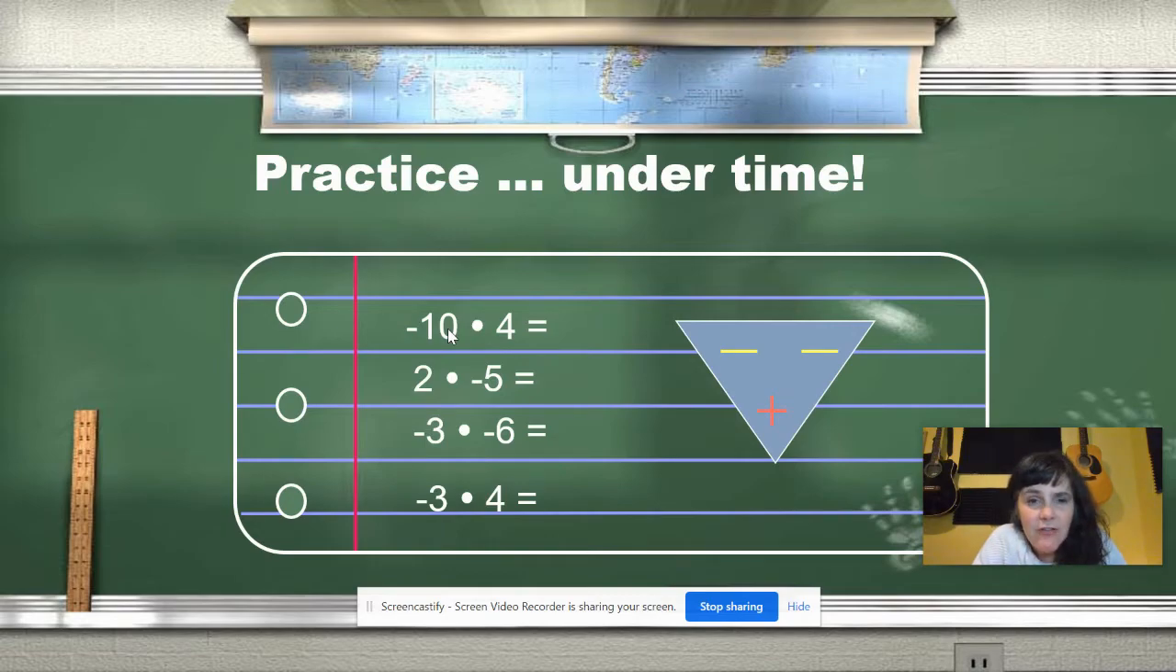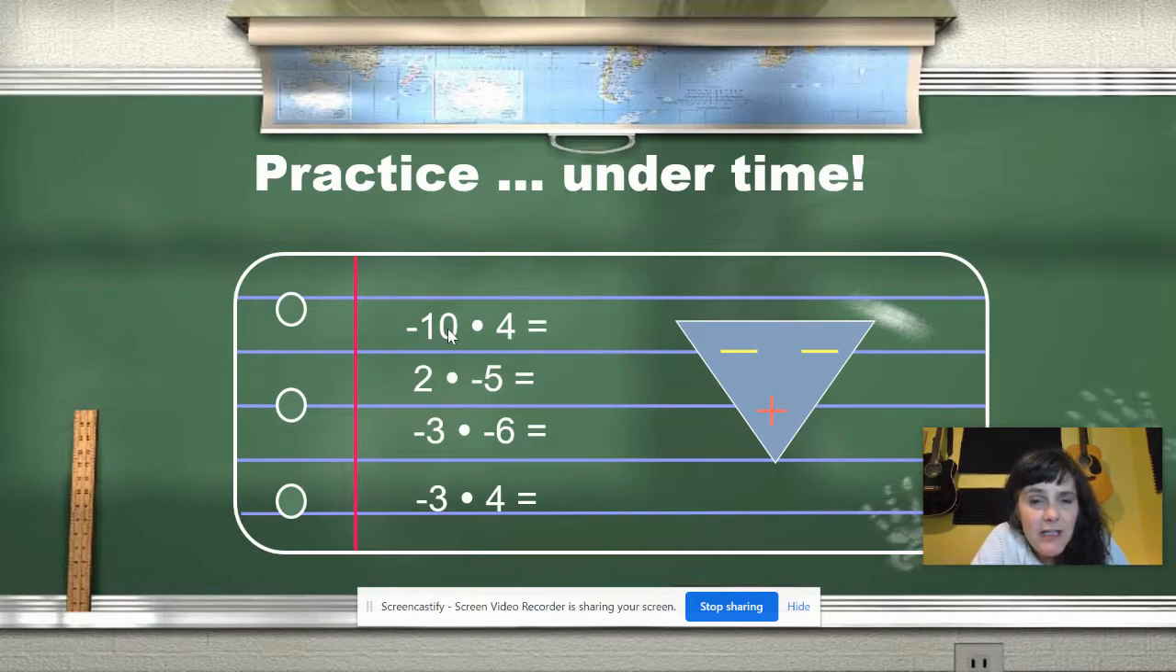They're different signs, so the answer is negative, right? And we can also look at this little triangle, and because I have a -10 and a +4, I'm going to cover up the plus and the minus, imaginarily speaking. Then I notice there's one more minus left. So that also tells me that the answer is negative. So the first one, the answer is negative 40.